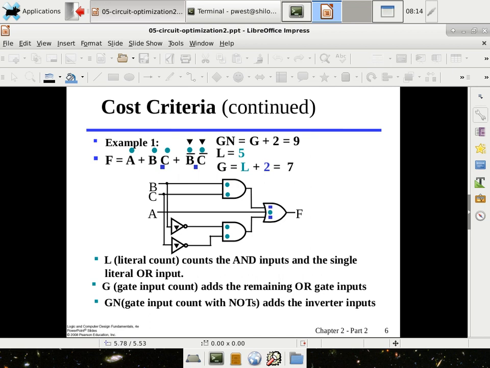And then for the gate input cost with nots, you actually add for each not that you have inside the system. The reason why gate input cost and gate input cost with nots are usually separate is that, in general, inverting something is actually pretty quick. So sometimes it's negligible what the not is and other times it's actually very important. Okay, so do we want to minimize these or maximize these?